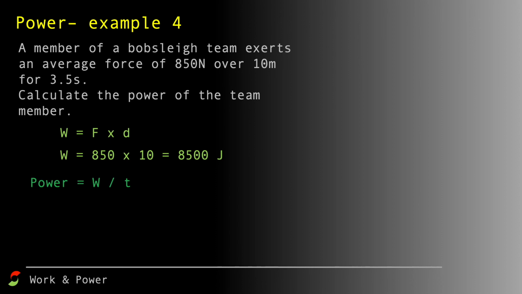Power is work done over time. Substitute the work in and the time, and we get a horrible little number there, way too many significant figures. Looking at the question, I'm going to say 2 significant figures is a little bit more useful, so 2.4 kilowatts.